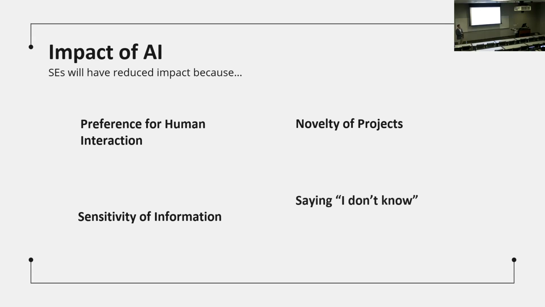Saying I don't know is huge. Many models are configured in such a way where they might hallucinate rather than just telling the customer, I don't know, let me go check and get back to you. So really important points that I think help shield the SE path.